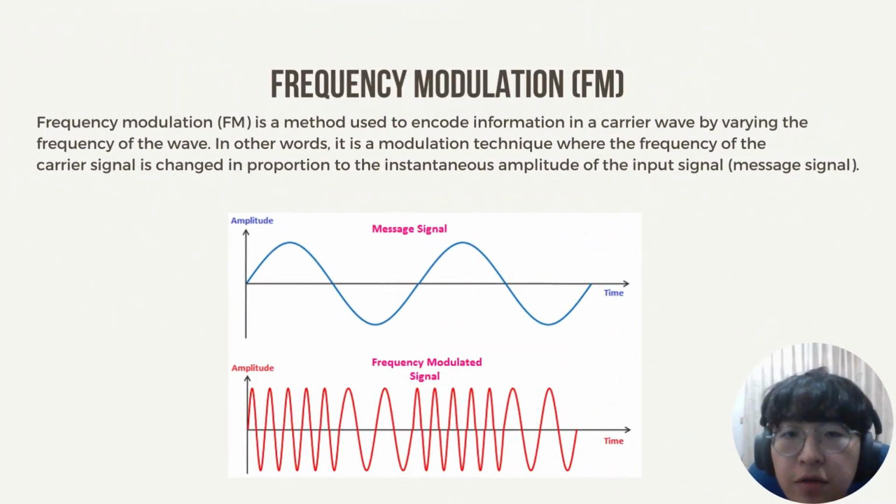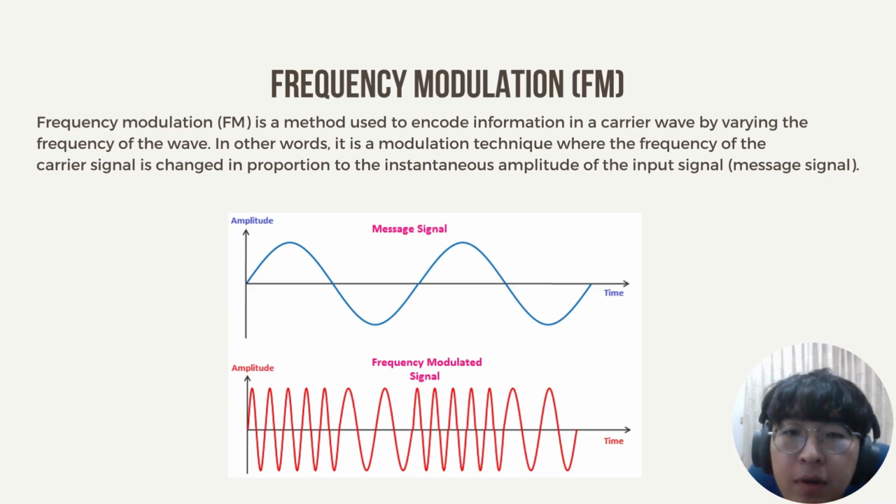Hi, my name is Wong Wei Heng. I will explain what is frequency modulation. Frequency modulation is a method used to encode information in a carrier wave by varying the frequency of the wave. In other words, it is a modulation technique where the frequency of the carrier signal is changed in proportion to the instantaneous amplitude of the input signal, which is the message signal.